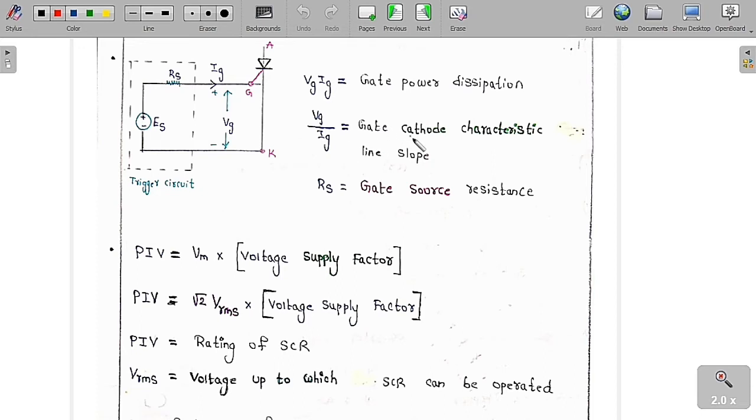VG by IG is called the gate cathode characteristics line slope, whereas RS is called the gate source resistance, meaning the resistance of this ideal source. VG into IG is called the gate power dissipation. So this is the triggering circuit.